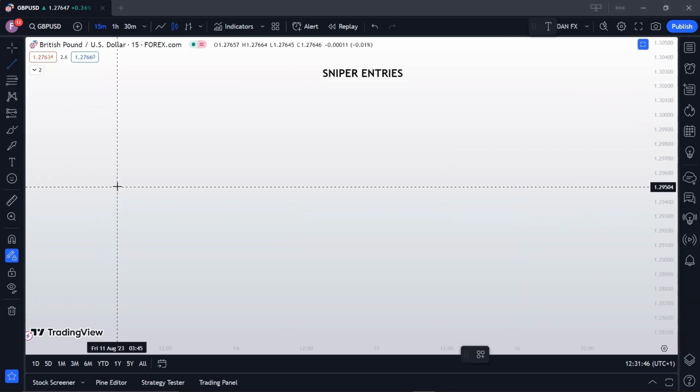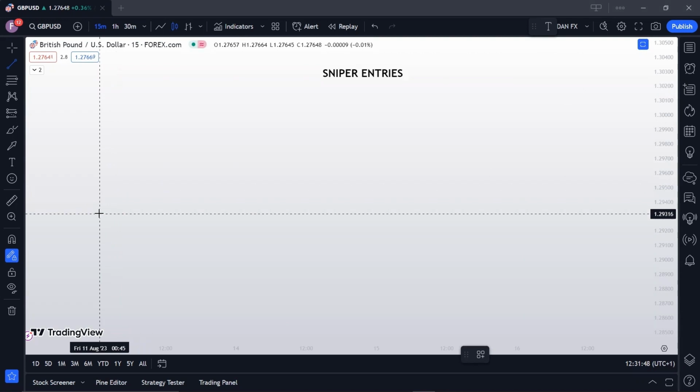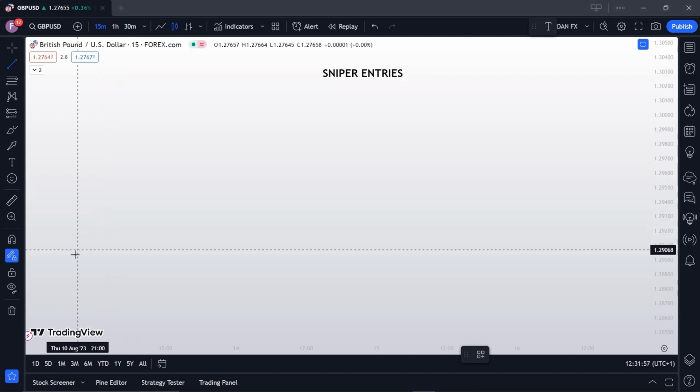When it comes to sniper entries, there are certain things that you have to look for that have to be in play when you're looking for sniper entries, right? So there's a pattern that you need to look for if you want to get the sniper entries, and those patterns are called M and W formations, or you can also call them double tops and double bottoms. I prefer to call them M and W formations, right?